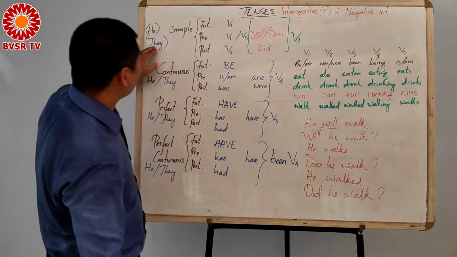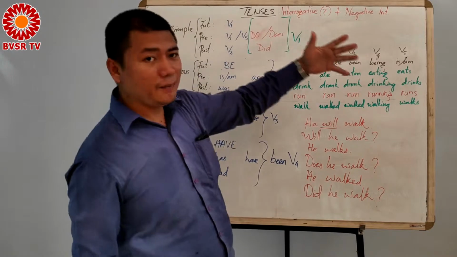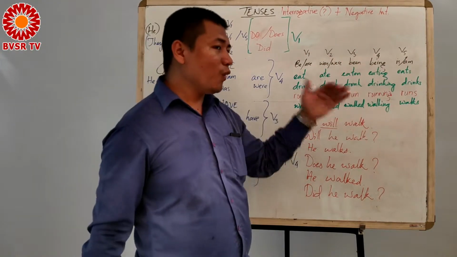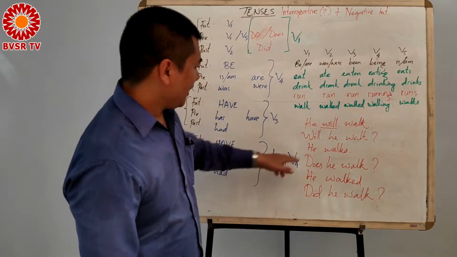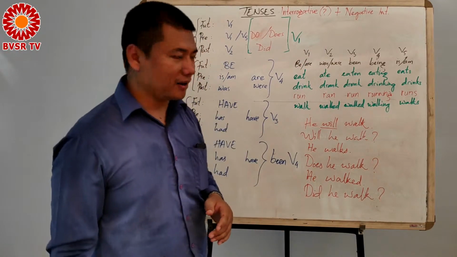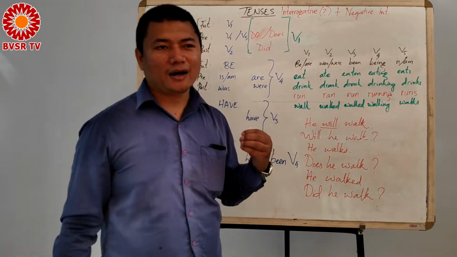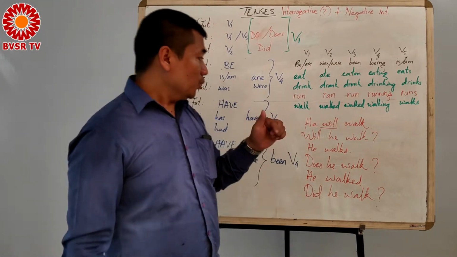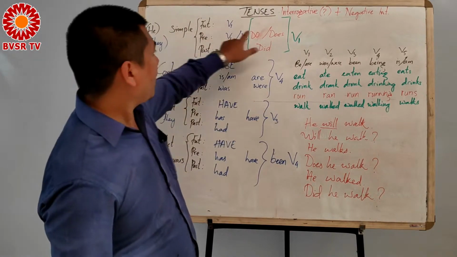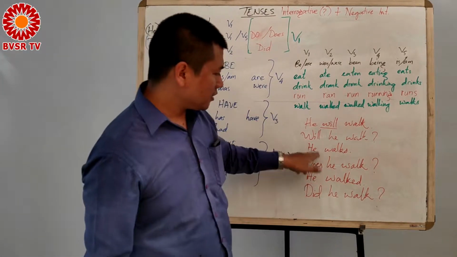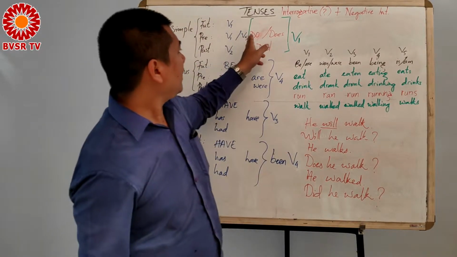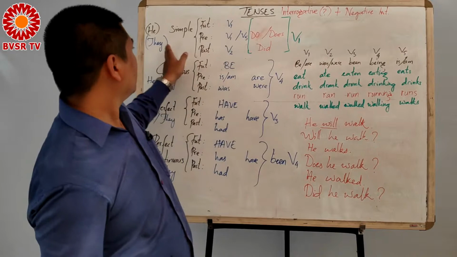Now let's go for the plural. They will walk in the park. Will they walk in the park? And present: they walk in the park. The interrogative will be do. See, the plural is do, and they is plural. Therefore, we have to use do, okay? Not does. Does is only used for singular. Keep in mind.